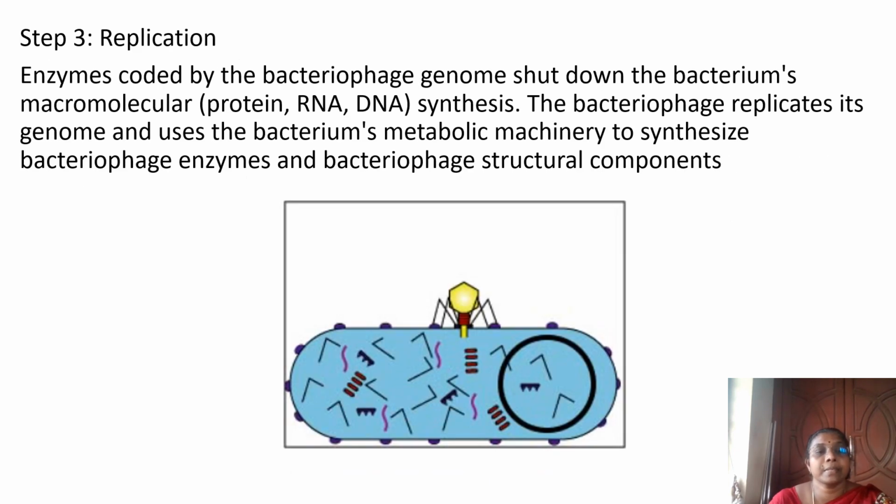The third step is replication. After injecting the viral genome into the bacterial cell, the next step is replication of the viral genome. Here, enzymes coded by the bacteriophage genome shut down the bacterium's macromolecule synthesis, that is, protein, RNA and DNA synthesis of the bacterial cell is shut down. Then the bacteriophage replicates its genome and uses the bacteria's metabolic machinery to synthesize bacteriophage enzymes and bacteriophage structural components.